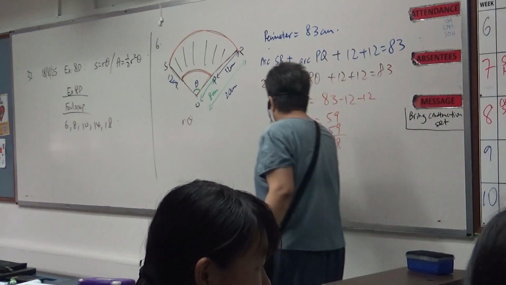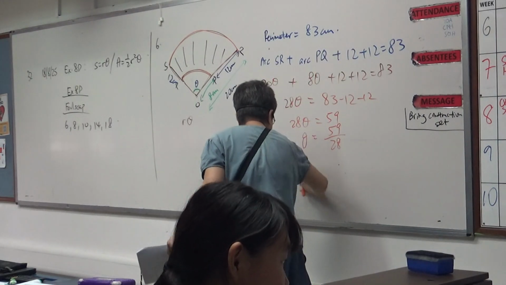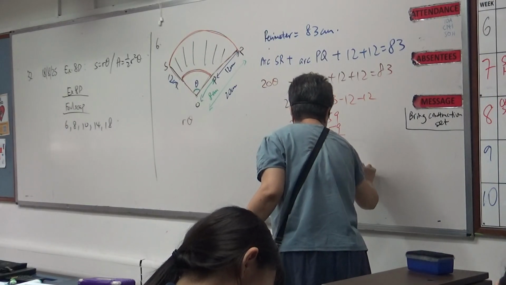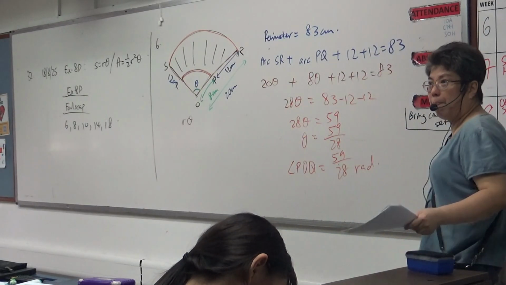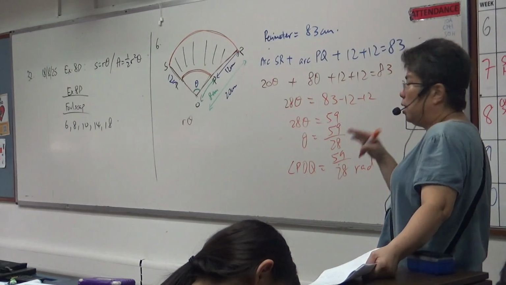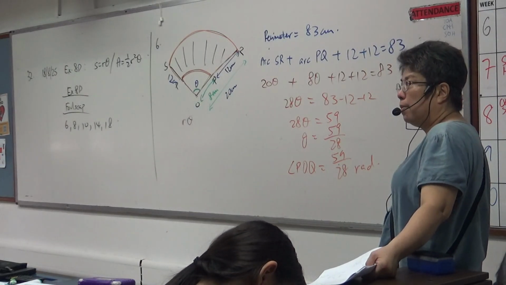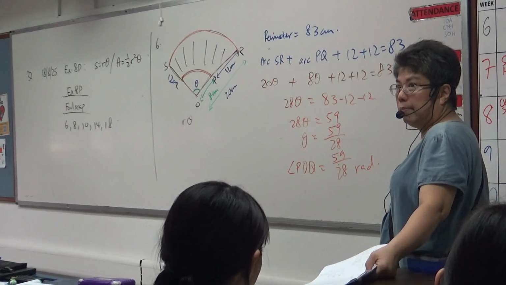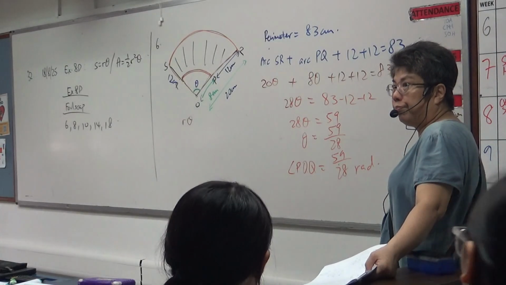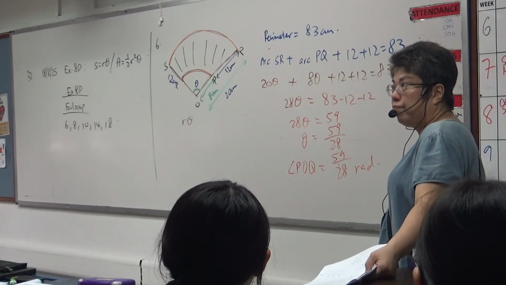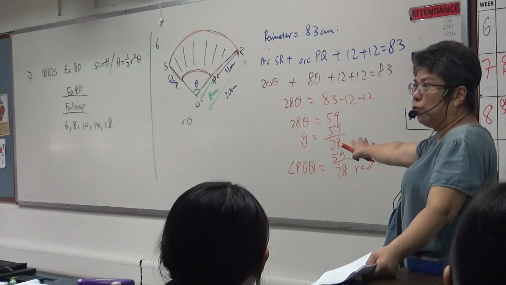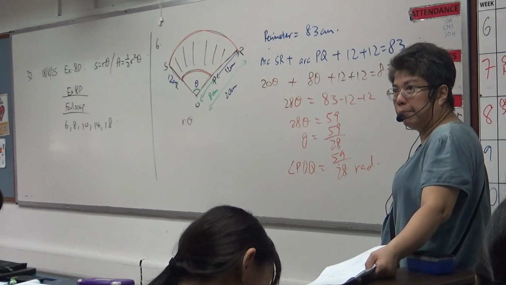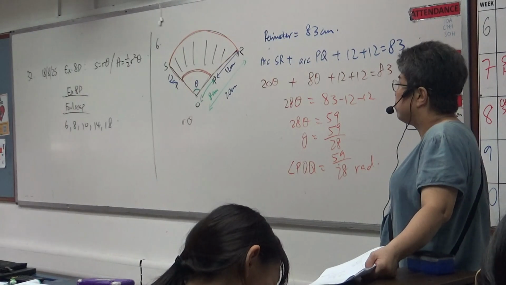radians. So angle POQ will be 59 over 28 radians, right? Now, can you key in your calculator and see if you can reduce to lowest terms, or is this already the lowest term? It's already the lowest term. Everybody clear? If I give you the decimal, is it okay? Yes. So you get 2.11. Is that correct? Yes or no?